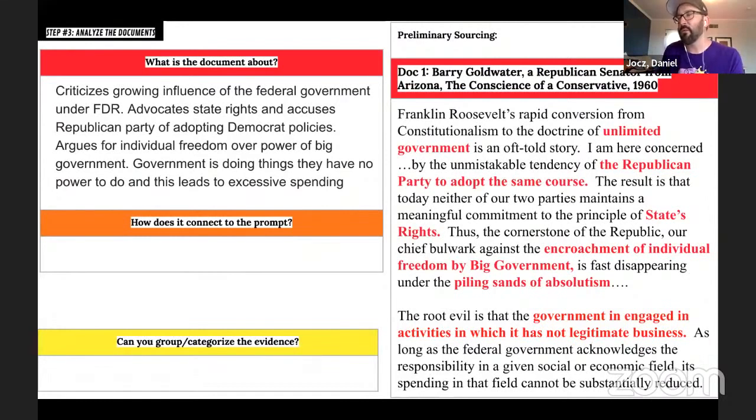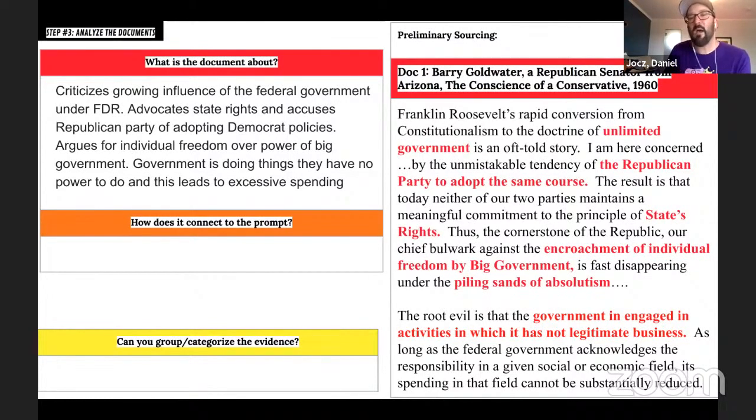And I'm going to show you what it will look like if you actually write this essay with two of the documents. So you wouldn't write this out in the margins, but if I was summarizing this, this is criticizing growing influence of the federal government under FDR, advocates states' rights and accuses the Republican Party of adopting Democratic policies, argues for individual freedom over power of big government. Government is doing things they have no power to do, and this leads to excessive spending. That's basically what he's saying if I was to summarize this in a very long way.